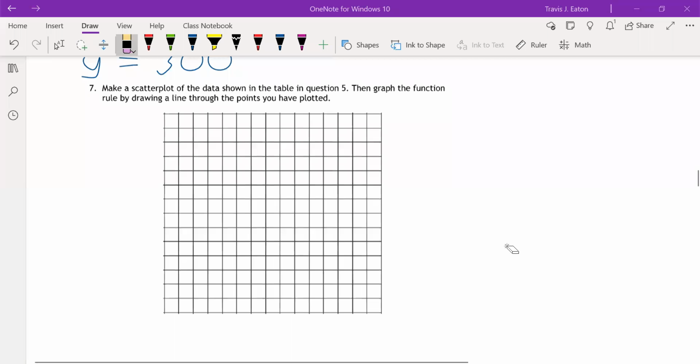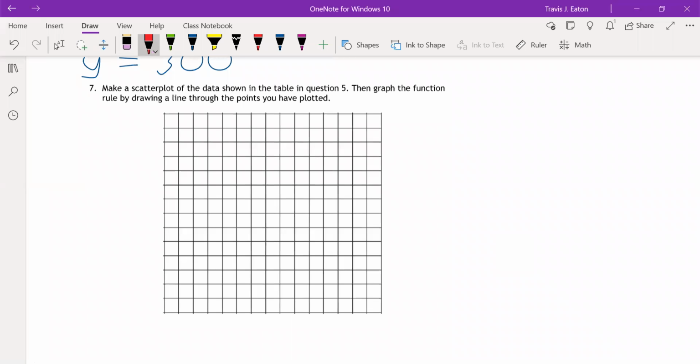So in the tail part of the last lesson, or the last day of this lesson, we were just getting started and talking about question number 7, where we want to make a scatter plot of the data shown in the table from question 5. Let's take a real quick look at that. Let's lay out our graph first.